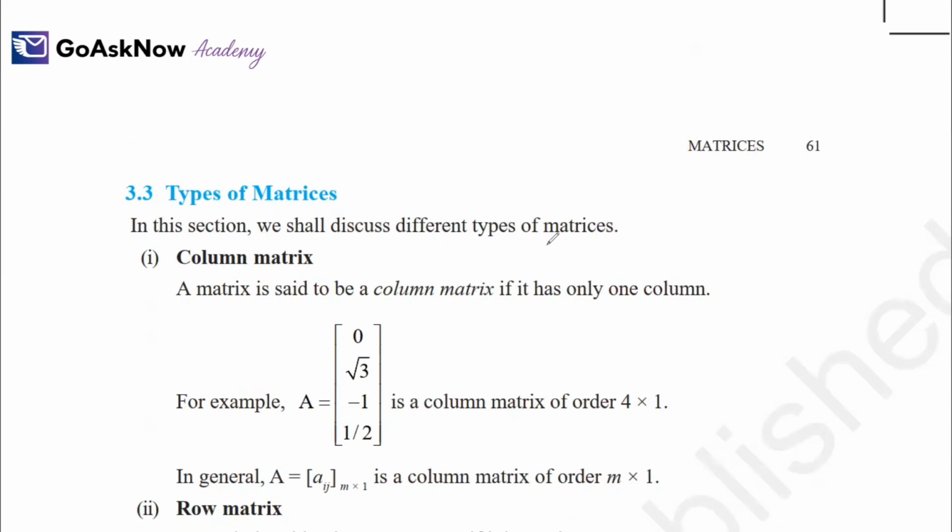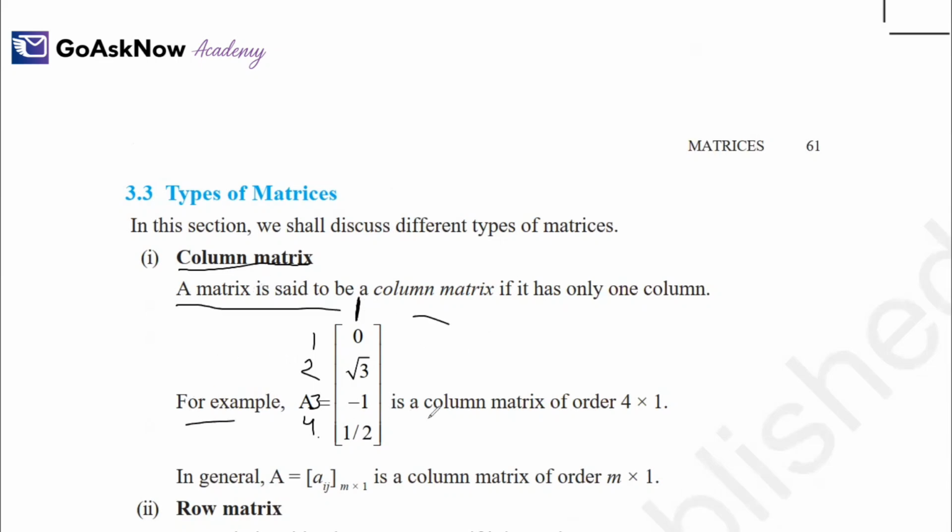Yes. So the first type of matrix is the column matrix. As the name suggests, a column matrix has only one column. You can see that one column is written here. So only one column is there, and rows can be more. Like here, 1, 2, 3, 4 rows are there, but the column must be one. It is called a column matrix.